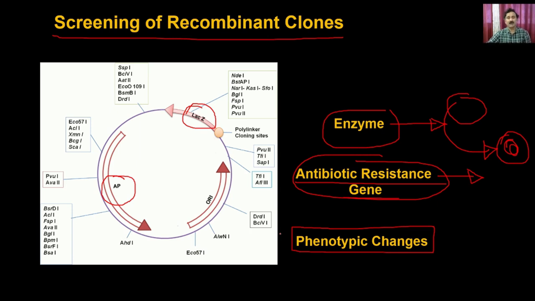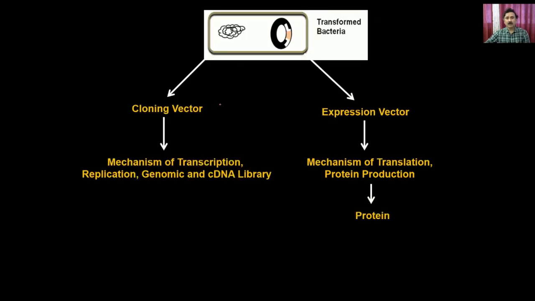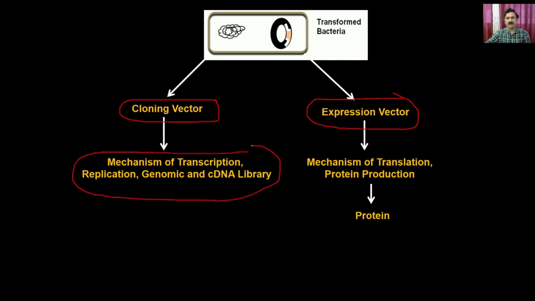Once you have screened the recombinant clone, you can use these recombinant clones or the bacterial colonies for protein production. Let's see how you can use them for protein production. You can have the recombinant DNA where you might have put the DNA into a cloning vector or into an expression vector. If you put it in a cloning vector, you can use that for understanding different types of molecular processes, whether it is the mechanism of transcription or replication, or sometimes you can also use the cloning vector for the preparation of genomic as well as cDNA libraries.